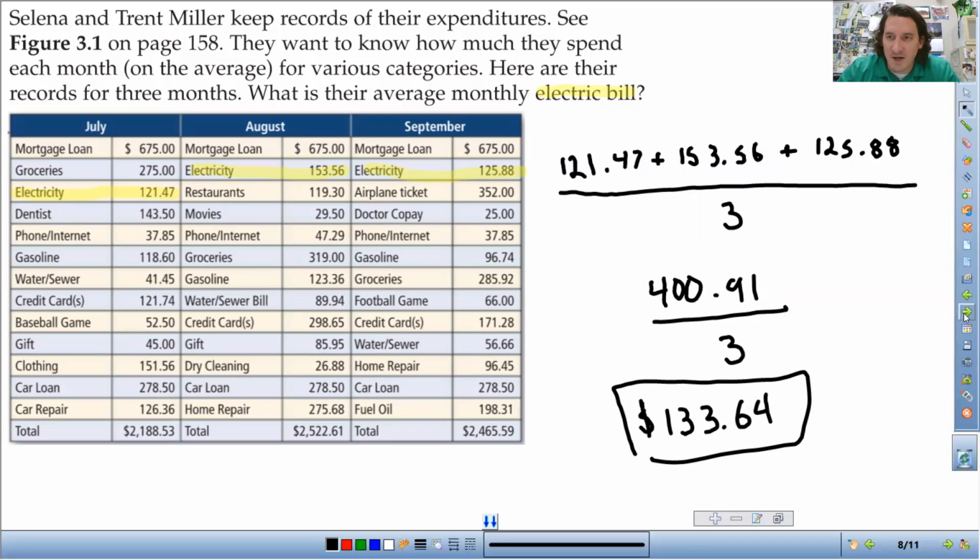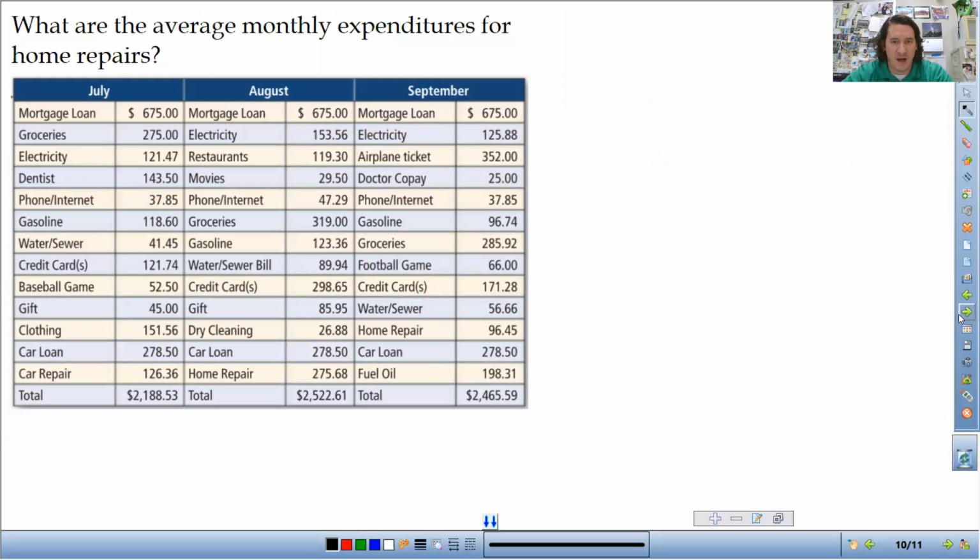All right, let's look at another example. What are the average monthly expenditures for home repairs? So let's find the home repairs. So we're going to look through July: mortgage, groceries, electricity, dentist, phone, gas, water, credit, baseball, gift, clothing, car, and total. There's no home repair in July. There's a home repair here in August, and then home repairs here in September. But we're trying to find the average home repair for the 3 months.